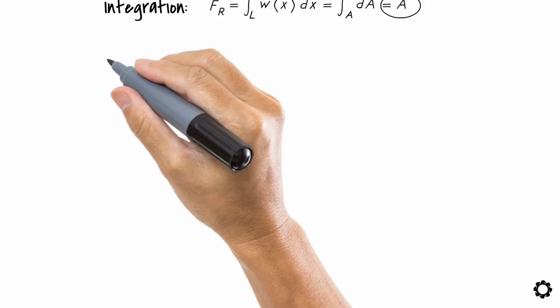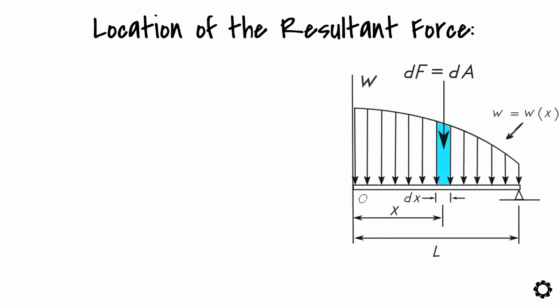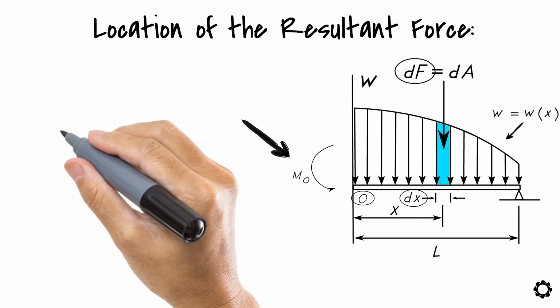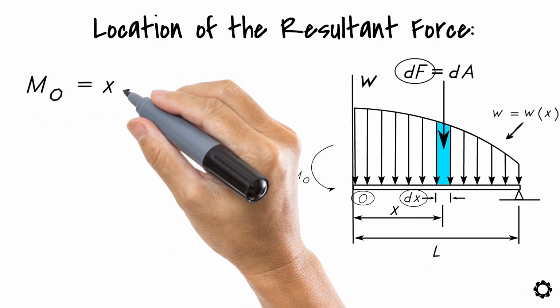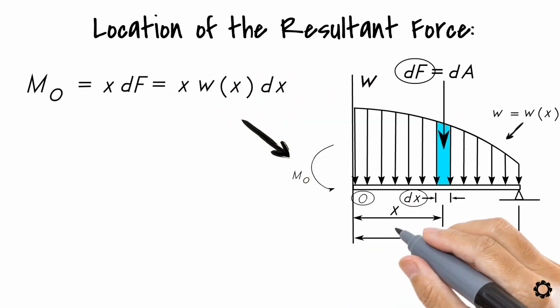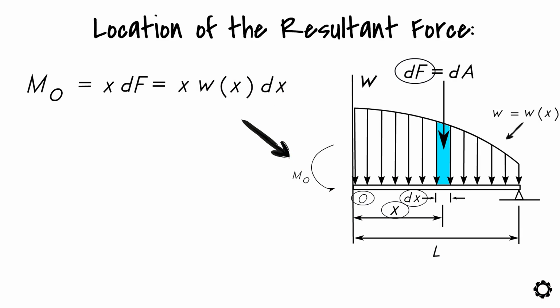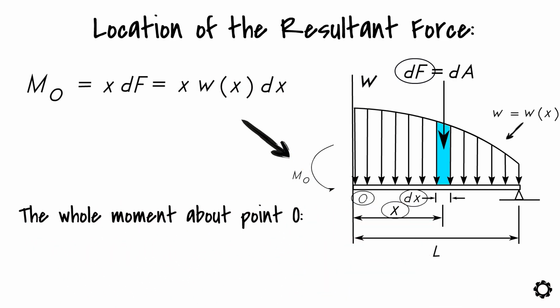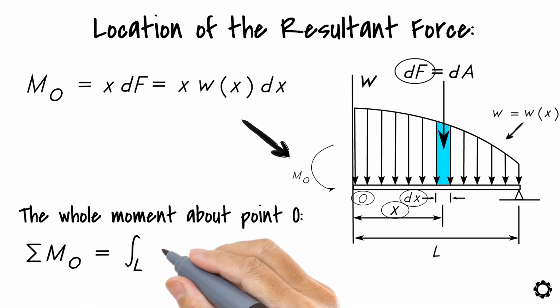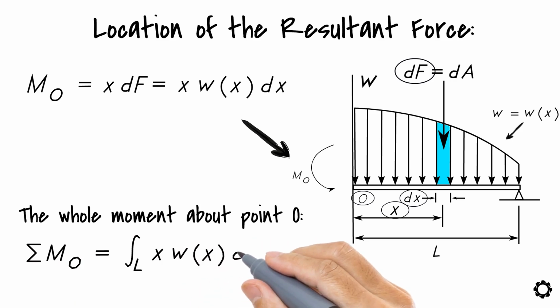You can also define the location of the resultant force, but for this purpose you have to determine the moments of the force resultant and the force distribution about point O. If we consider differential element dx and the applied distributed force dF, then a differential moment about point O, which is produced by dF, can be written as follows. dM_O equals x times dF equals x times w(x) times dx, where x is the distance between point O and force dF. The whole moment about point O can likewise be determined as follows. Summation of M_O equals integral over L of x times w(x) times dx.